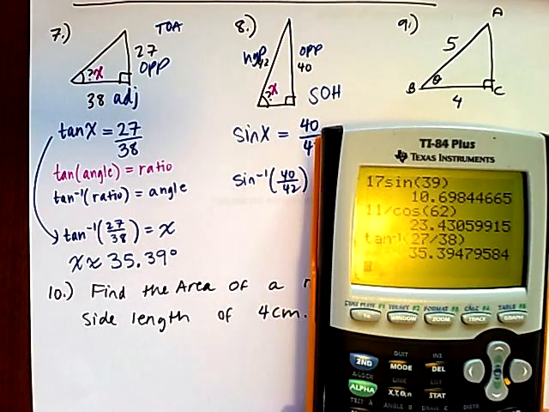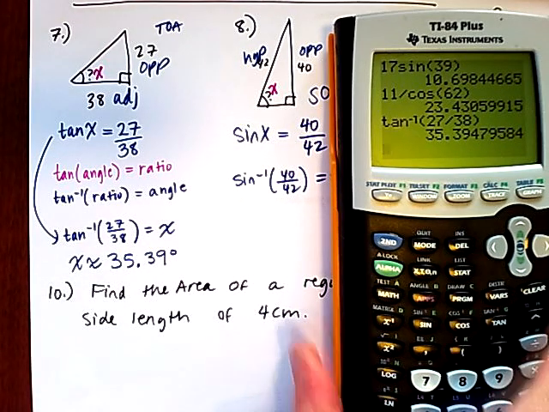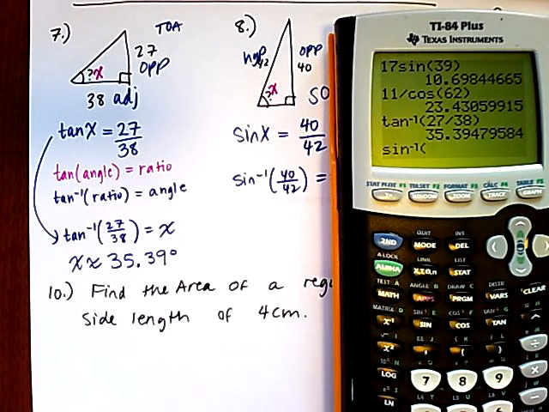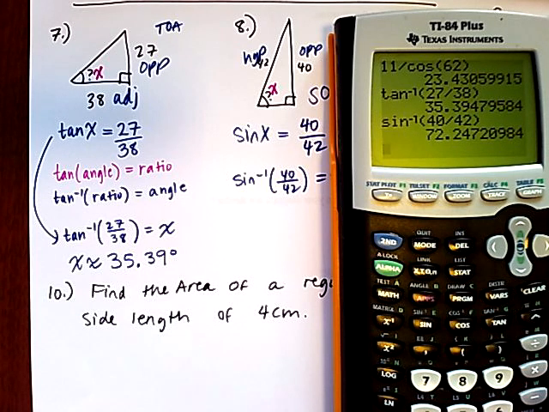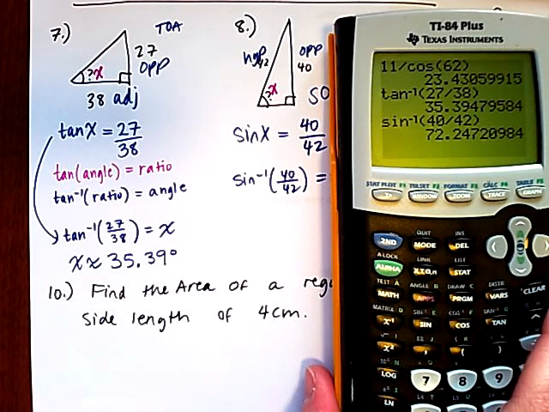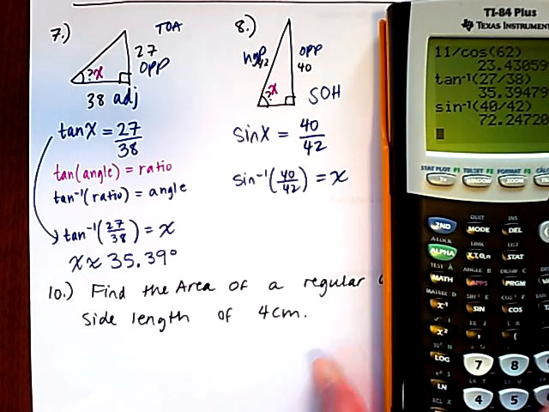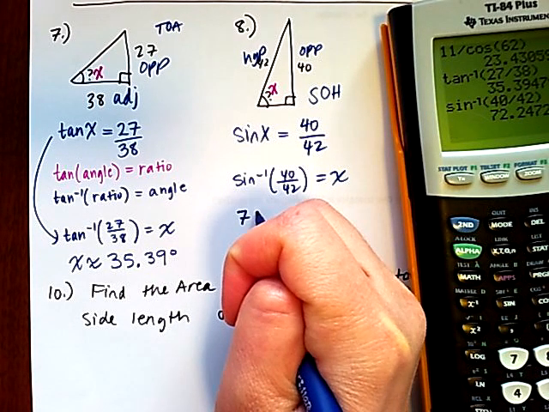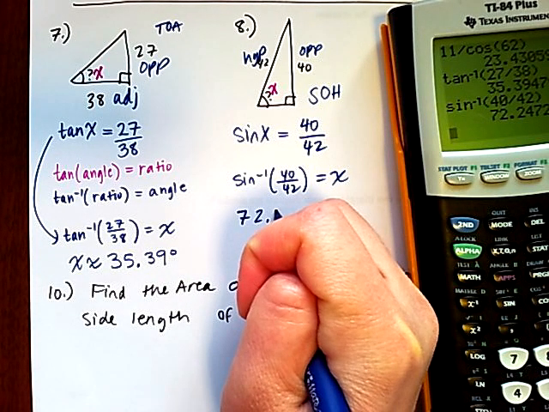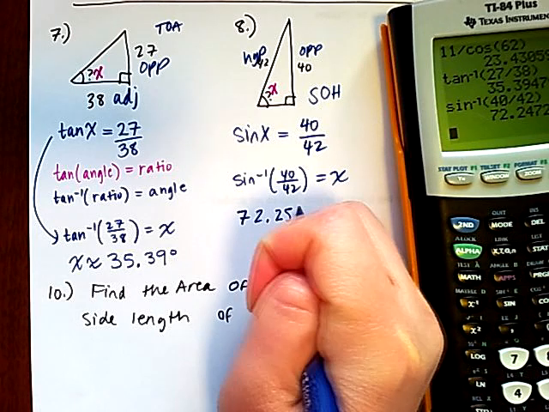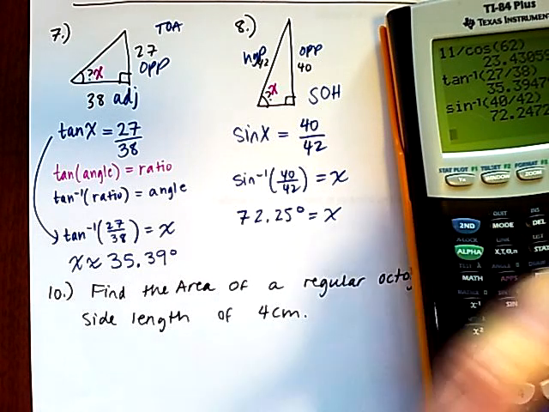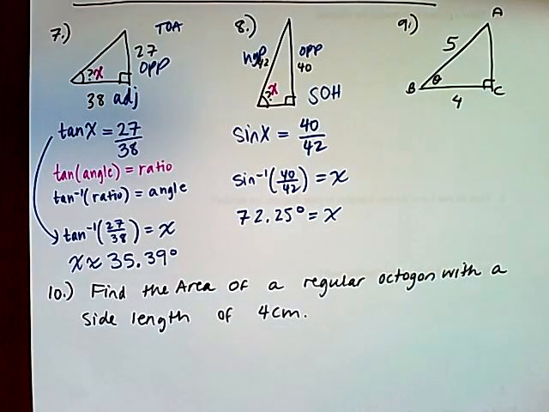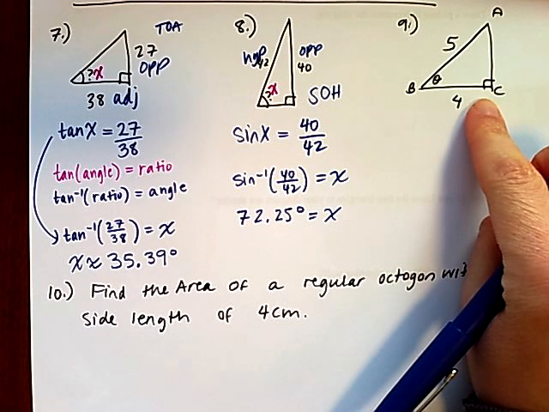Now I'm going to use my calculator at this point and do second sine of 40 divided by 42. And I spit out 72.2472, etc. So if I'm rounding to the hundredth, which I'm generally going to do here, I get 72.25 degrees for X.